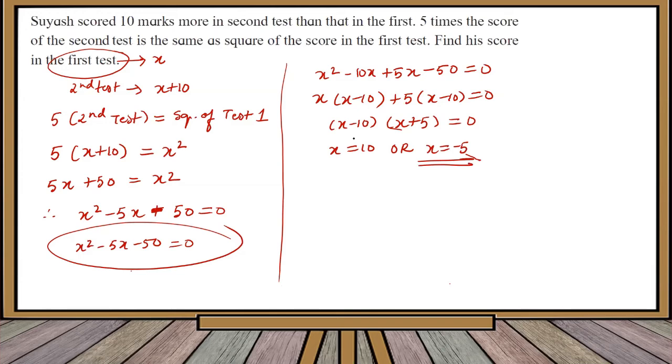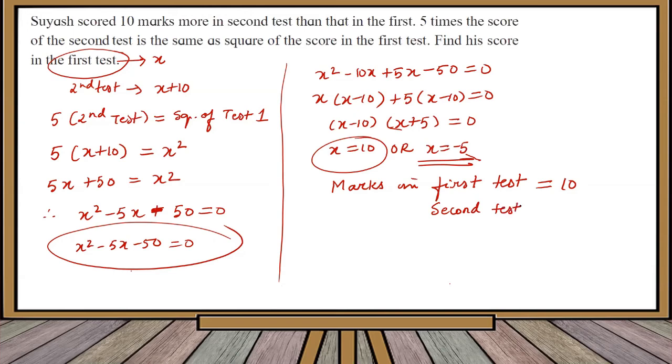So we will consider, hence, what was x? X was marks in the first test. So Suyash scored 10 marks in the first test. So what will be the marks in the second test? Second test is 10 more than the first. So second test it will be 10 plus 10, which is equal to 20. Understood? That's it.